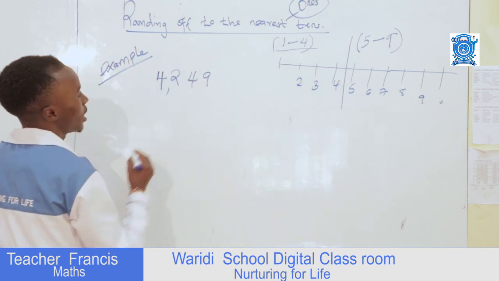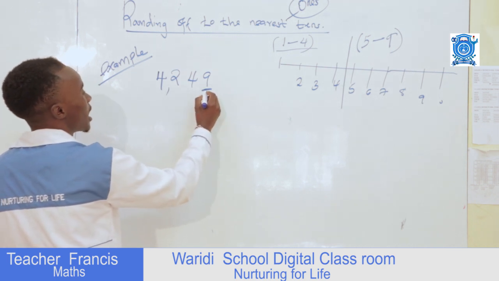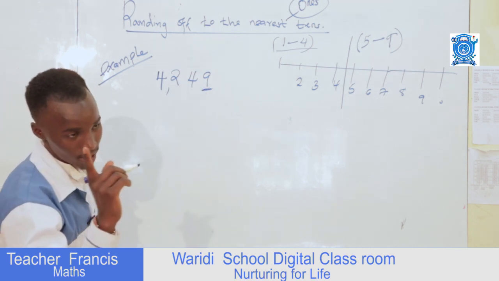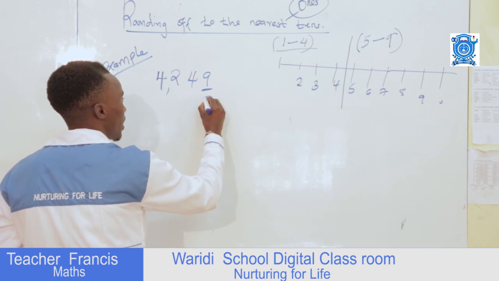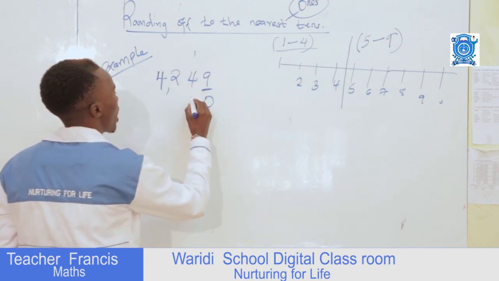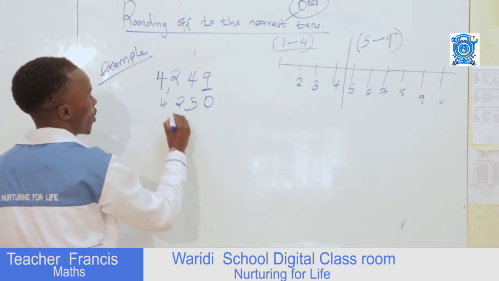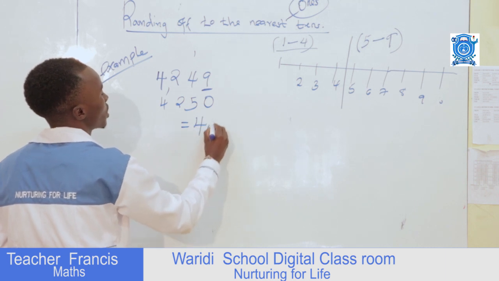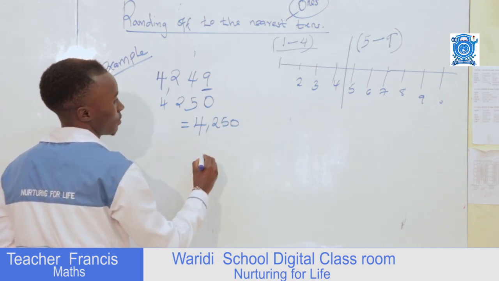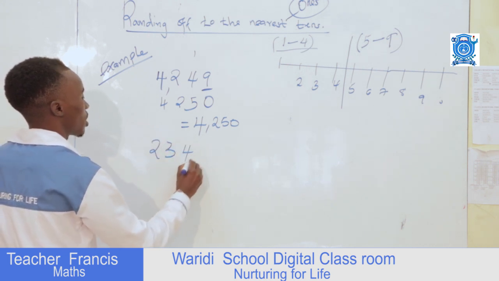For example, this one. I have to consider the number in ones. Is this number 5 or more? Of course, yes. It changes to a 0 and adds 1. Remember to add that one in the tens place value. So you add 1 to 4, it becomes 5. So your answer becomes 4,250.